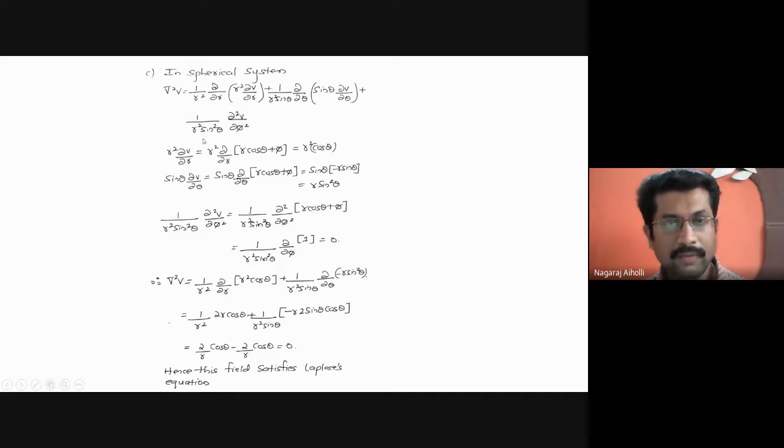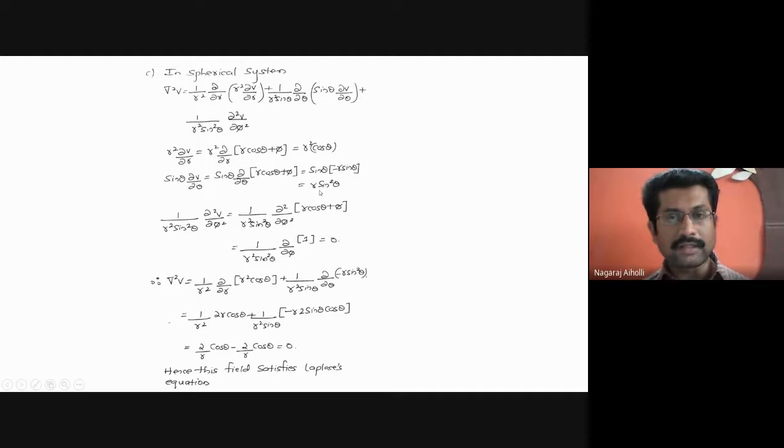Then the third one, 1 upon R square sine square theta dou square V by dou phi square. That is 1 upon R square sine square theta dou square upon dou phi square of the inner term R cos theta plus phi. What is the differentiation with respect to phi of the given equation? R cos theta is 0. Differentiation of phi with respect to phi is 1. So if we take the double differentiation, dou square V by dou phi square, it will be 0. The first derivative gives 1, then dou by dou phi of 1, the differentiation of 1 is 0. So the third term will be 0.